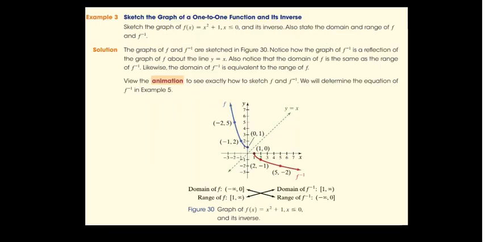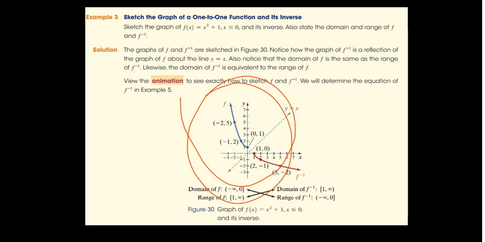Okay, so this example reads, sketch the graph of f of x equal to x squared plus 1, where x is less than or equal to 0. Now, darn, I guess I should have done this one. Well, we'll still talk about it. So bring your attention down here. It reads, sketch the graph of f of x equal to x squared plus 1.